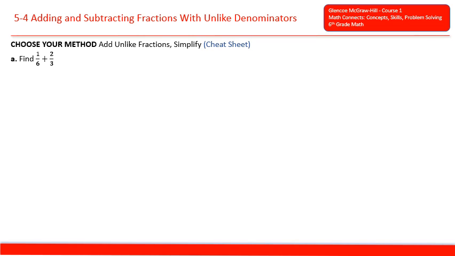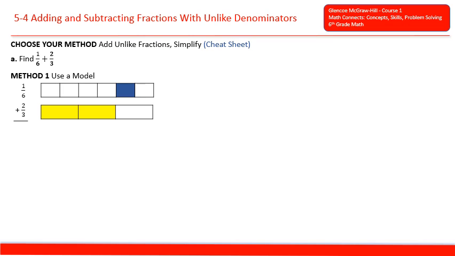Add unlike fractions. Find 1/6 plus 2/3. Well, method 1, we'll use a model. 1/6, so we have 1 out of 6 shaded. Then we have 2/3, so we have 2 out of the 3 shaded, and that equals 5/6.